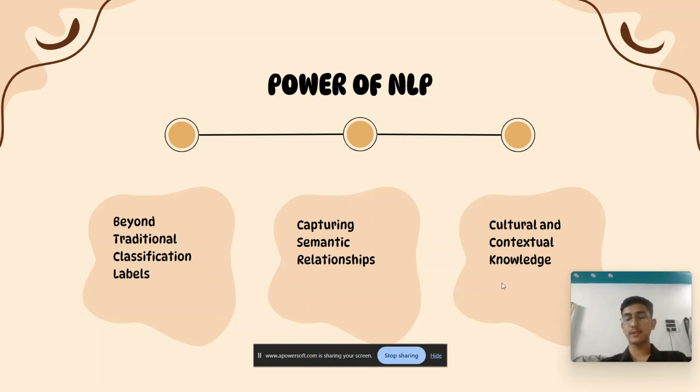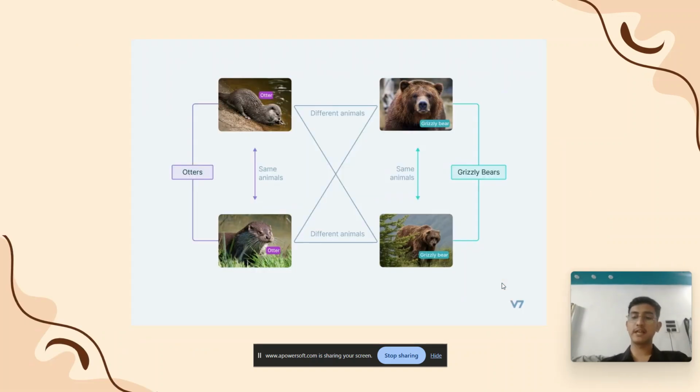Through these descriptions, CLIP develops associations between visual patterns and cultural concepts, enabling it to understand images at a more conceptual level. What is contrastive learning?